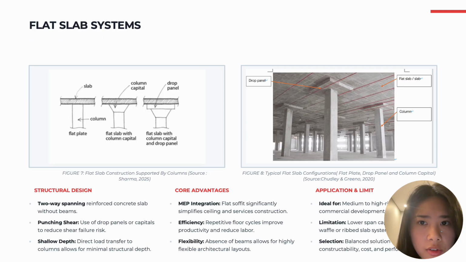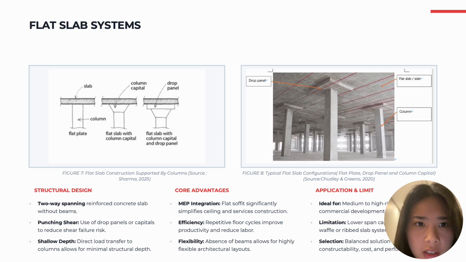This slide shows the flat slab systems. As we can see from the diagram, the slab is directly supported by columns without beams. The drop panel and the column capital are used to reduce punching shear around the column. This is important because the load is transferred directly to the column, which creates high stress connections.